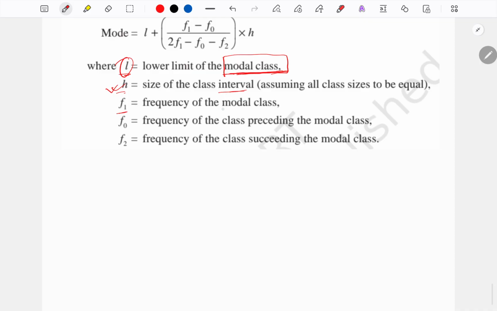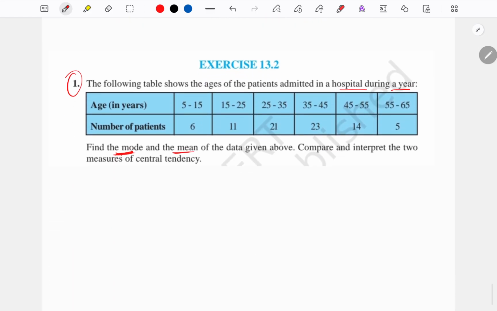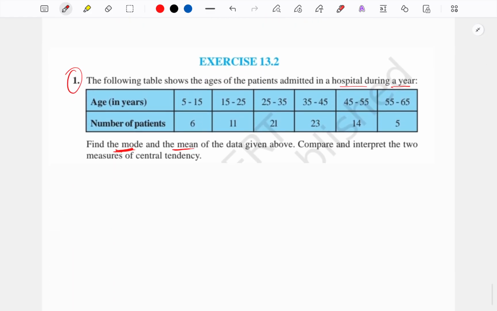Now F1 is the frequency of the modal class. Again see this modal class. So we need to identify the modal class. Again see, F0 is the frequency of the class preceding the modal class. So the important thing in the mode is that you first need to identify the modal class. Now what is the modal class? So in this question, to find the modal class, what do you need to do?